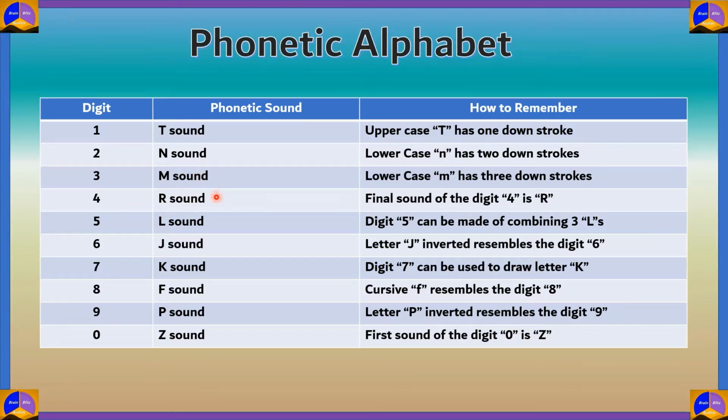For the number 3, we use the m sound. So again, here we use the same principle in order to remember. Lowercase m has 3 downstrokes. Therefore, the m sound represents the number 3.